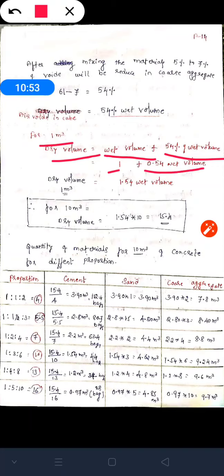Then after adding these two, the dry volume for 1 meter cube equals 1.54 of wet volume. Then the dry volume for 10 meter cube equals 1.54 into 10, which gives 15.4. So remember, the dry volume for the concrete is 15.4 here. In order to calculate the materials, we require this dry volume.